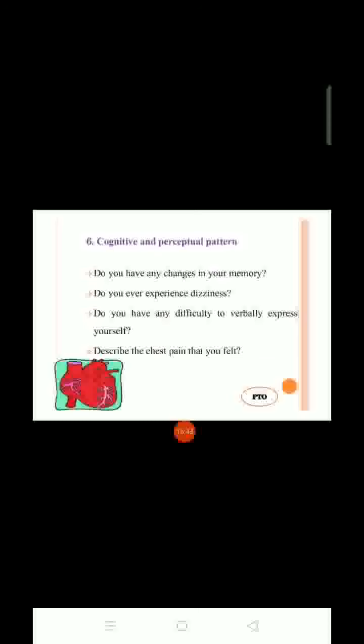Okay, in this what we have to see is: do you have any changes in your memory? Then you have to ask whether the person is feeling any kind of dizziness, and whether they have any difficulty to verbally express themselves. And describe the chest pain that you felt. We have to describe what kind of chest pain you have.